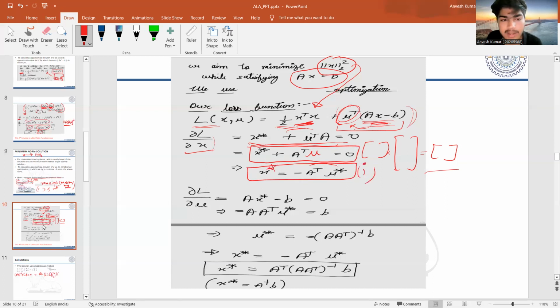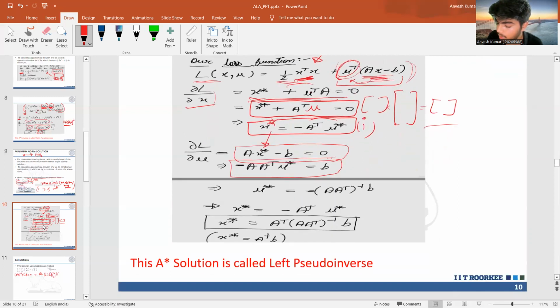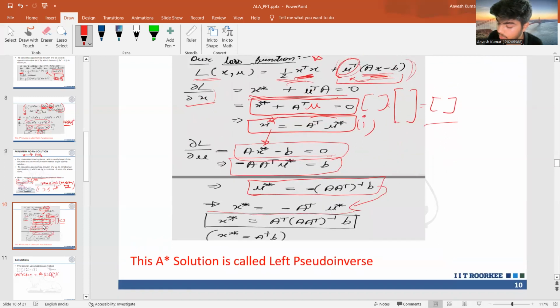Now we differentiate our Lagrangian with respect to mu, and that comes out to be this equation. And then we put our x star here, which converts this to this, and from this we calculate our mu star, and again put this in our first equation, which will give us this, and our final result comes out to be this. So this is the x star. This x star represents that x which will have the minimum norm.